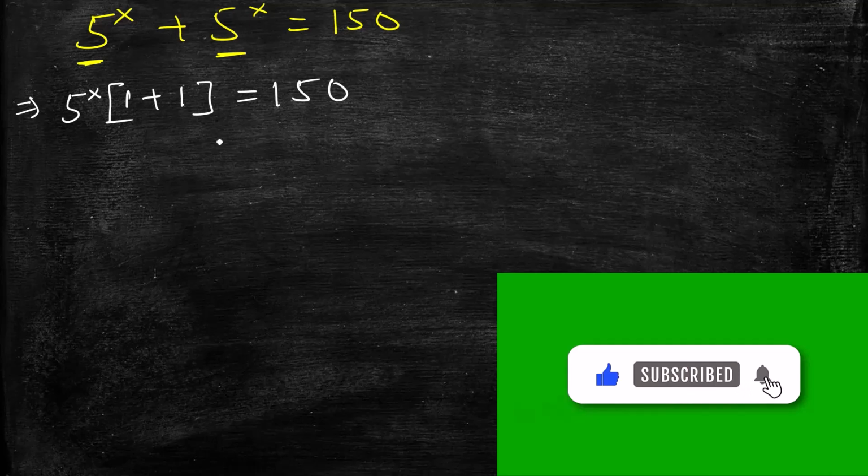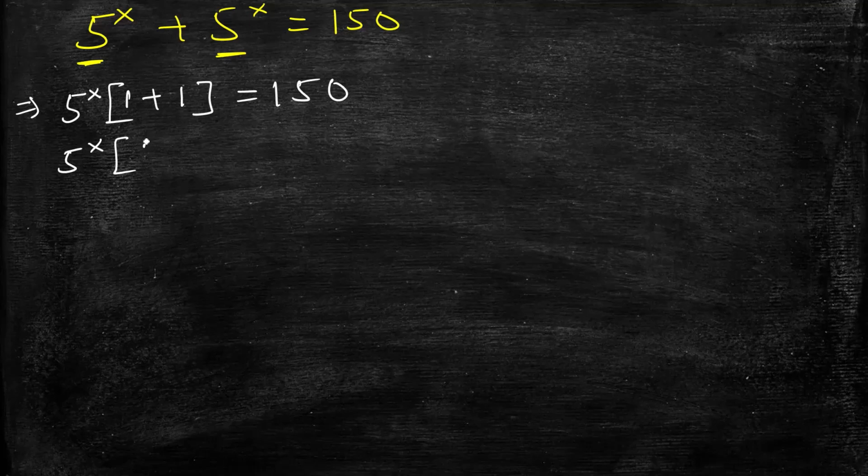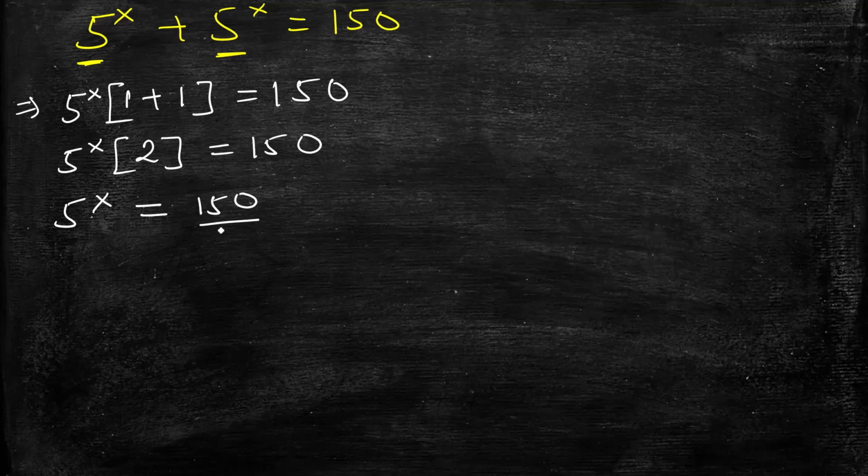150. So we have 5 raised to x, so 1 plus 1 is 2, equals 150. So let's divide both sides by 2. So this side will be 150 over 2. So we have 5 raised to x equals 75.